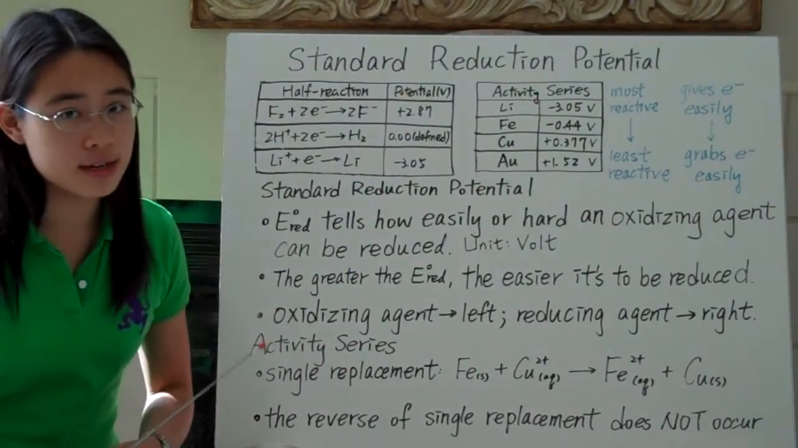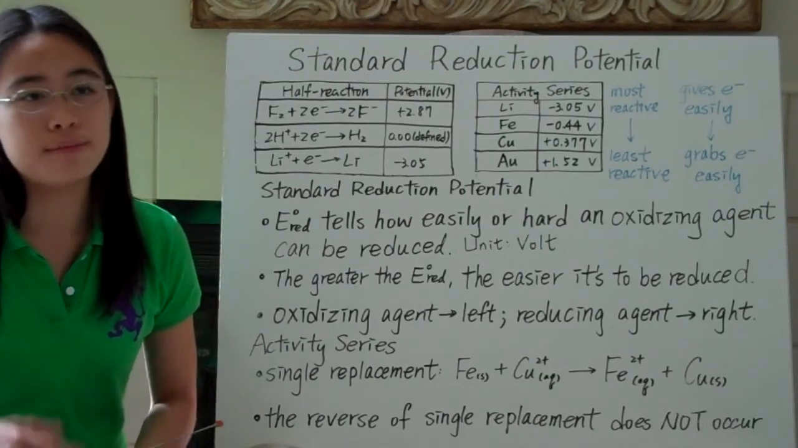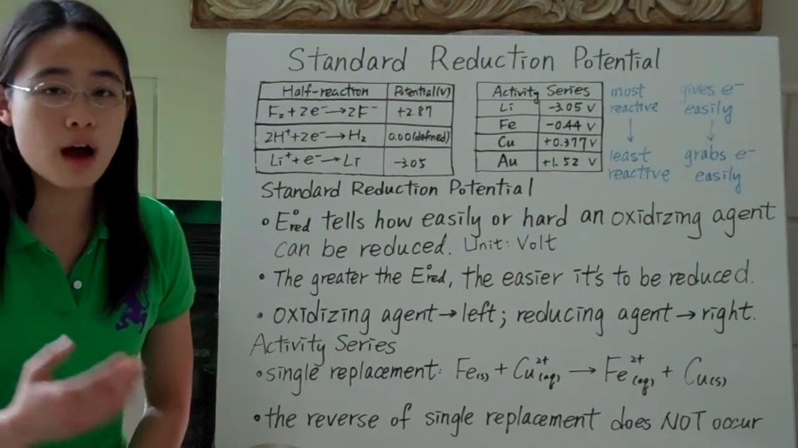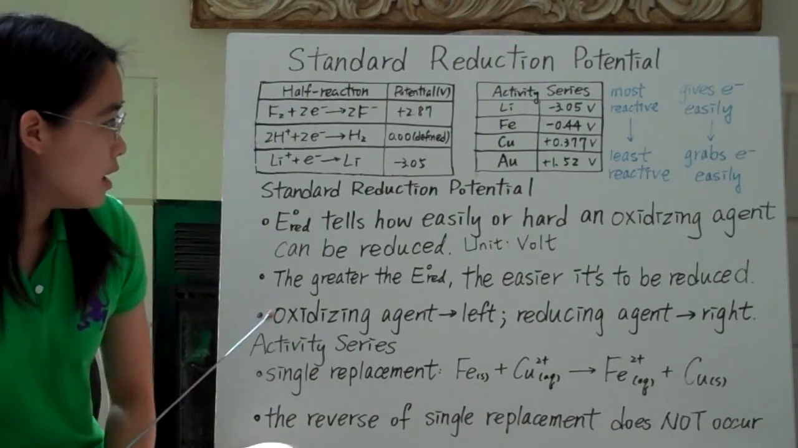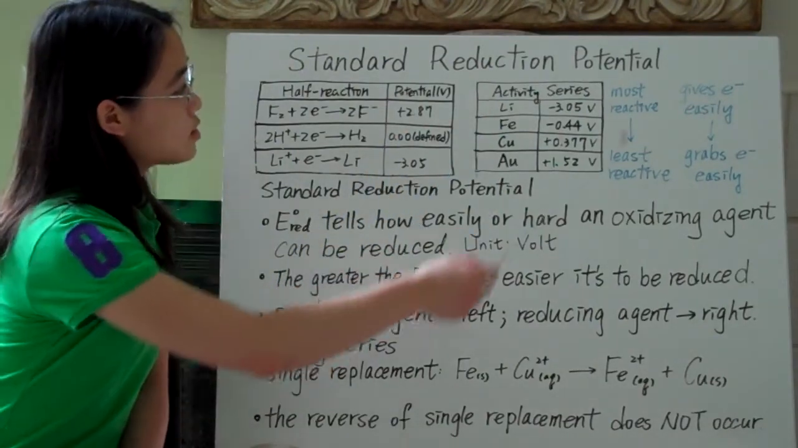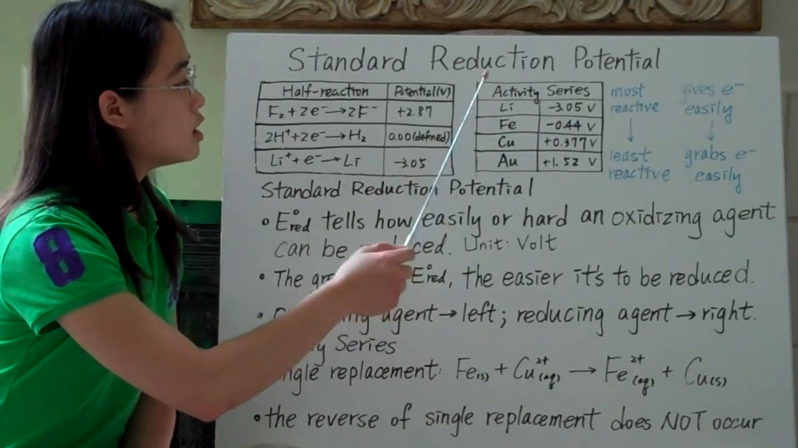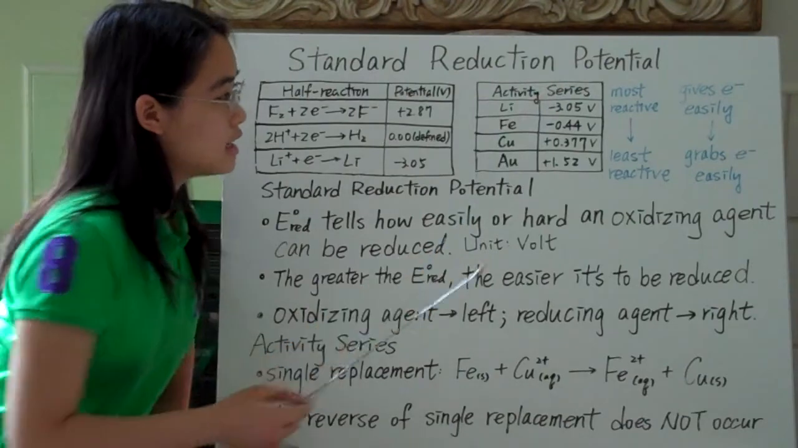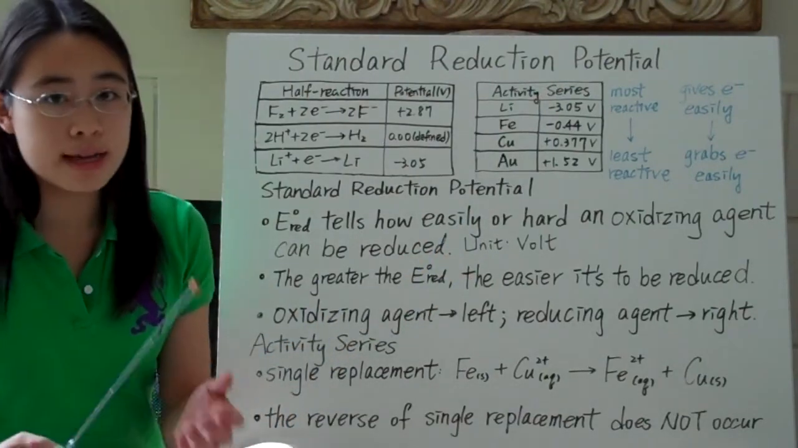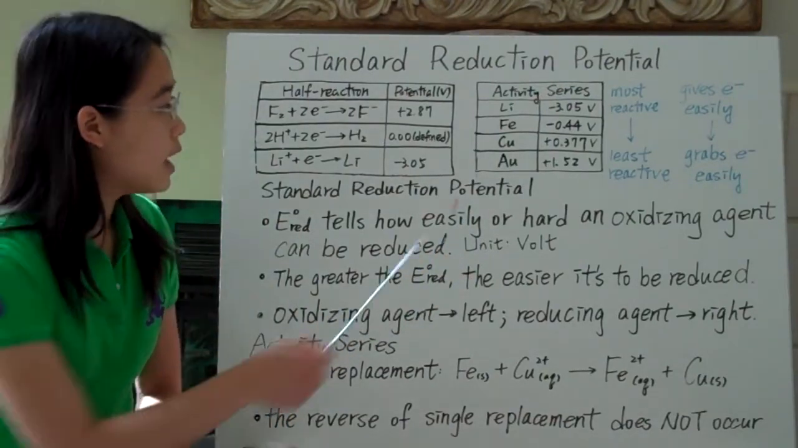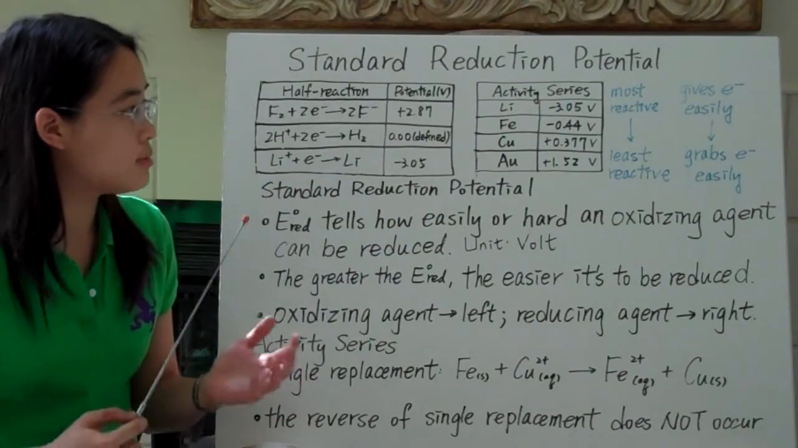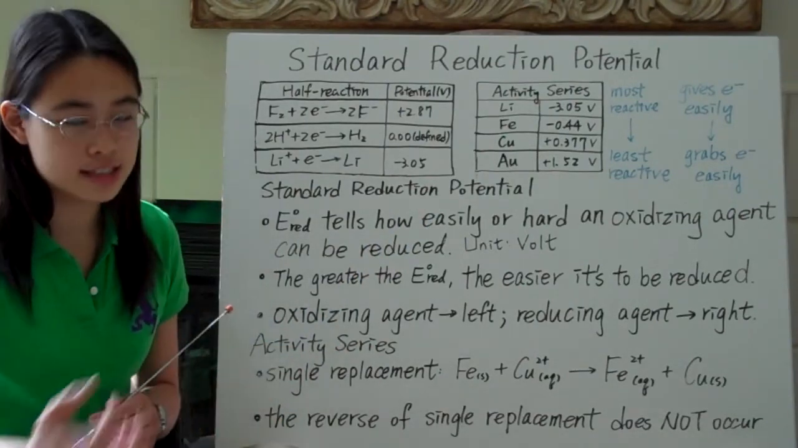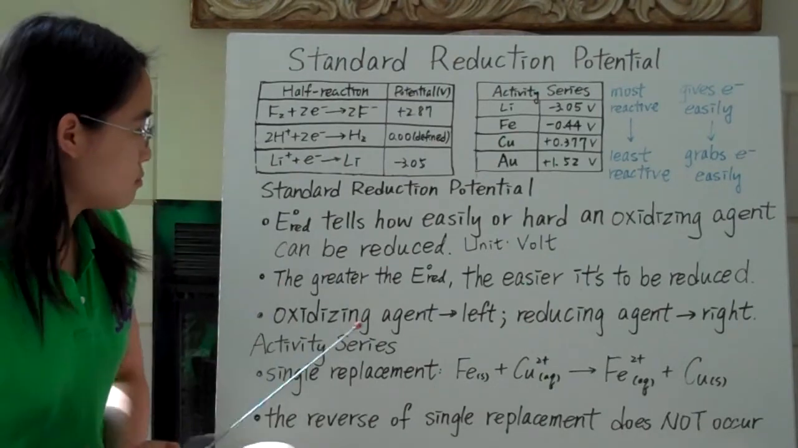The activity series is a list of metals in the order of their strengths to be able to be reduced or oxidized. These are the reduction potentials. So the metal with the smallest reduction potential is the most reactive, which means it gives away its electrons easily. The metal with the highest reduction potential is the least reactive, which means it likes to grab electrons.